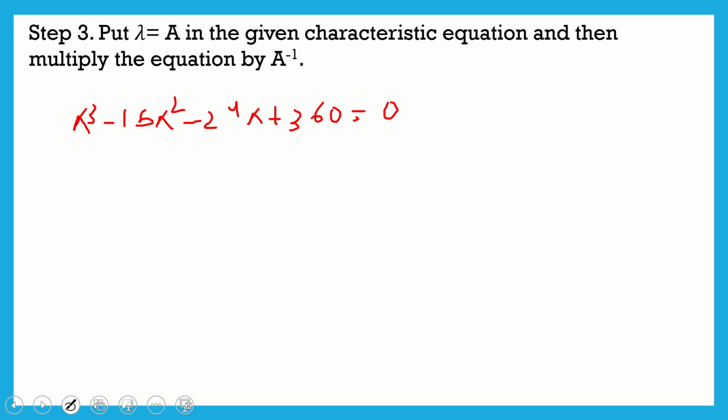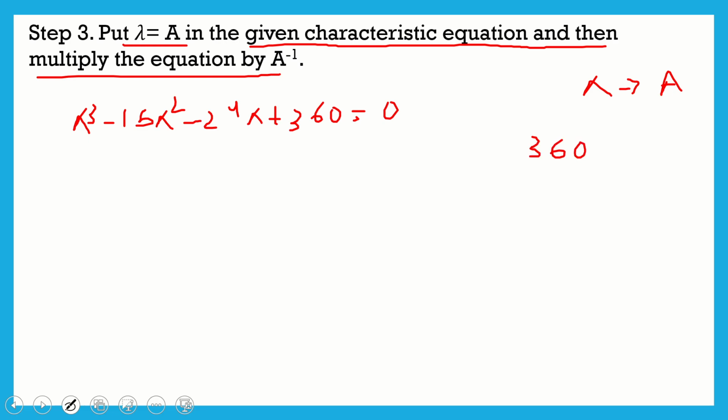Engineering students know this. For class 11 and 12 students, here it is also written: put lambda is equal to A in the given characteristic equation and then multiply the equation by A inverse. So in place of lambda you have to put A, and remember that A is a matrix, not an element. Wherever a constant is there, like 360, it is written as 360 into 1. So in place of 1 you have to replace it with I, the identity matrix.